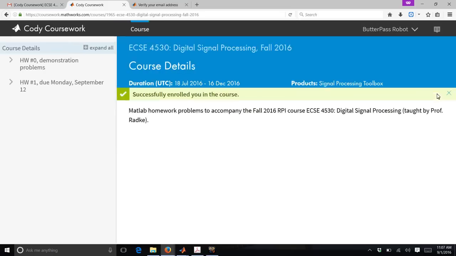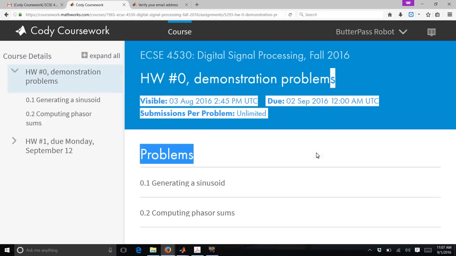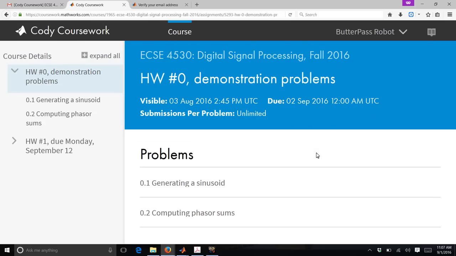Okay. So now you can see here, and I'm going to make this a little bigger, that there are 2 homework assignments, right? The first one doesn't really matter. I'm just going to do that in class right here, just to show you. So this is the interface that you're going to see. There are 2 problems in this assignment.